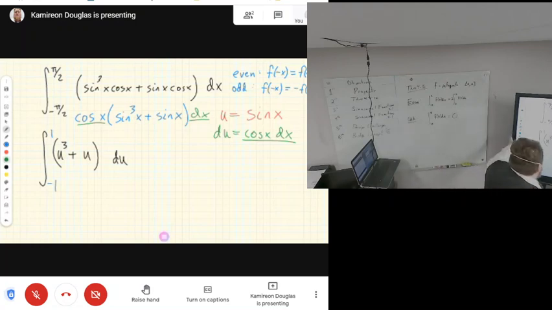Okay, now this one, I can now brute force. So I'm going to integrate this. All right, what is the integral of u cubed? One-fourth u to the fourth, plus the integral of u, one-half u squared, evaluated from negative 1 to positive 1.